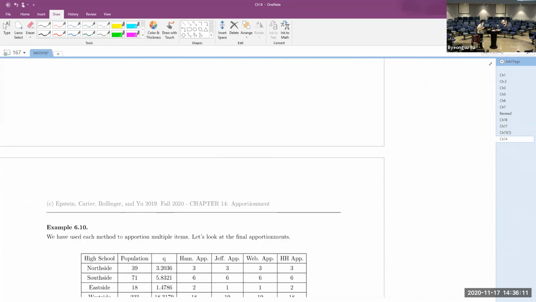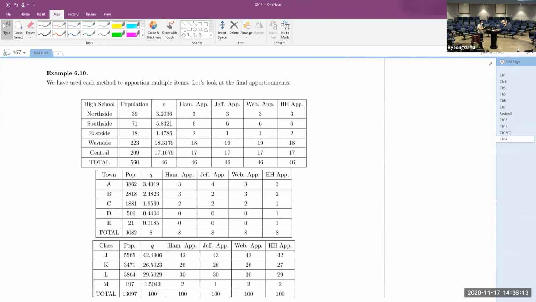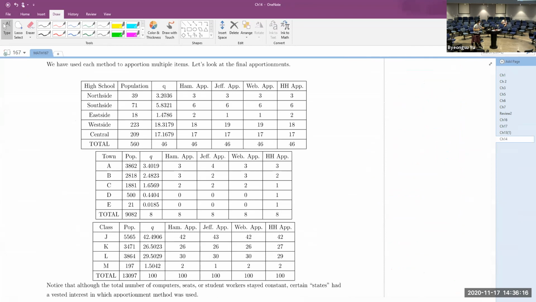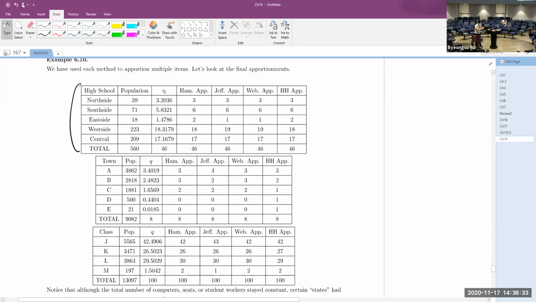Okay, so then let's deal with some examples and compare it. So in the next one, these are actually what we dealt with in previous examples. So the first table is for distributing computers to each high school.